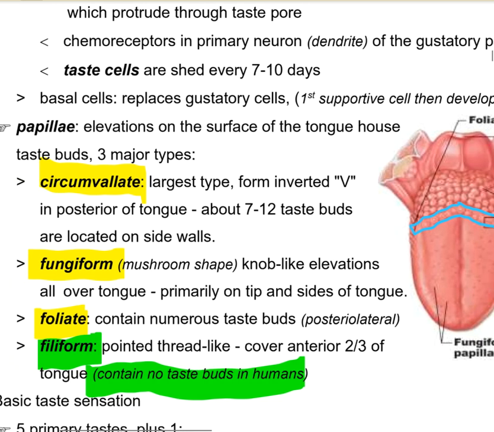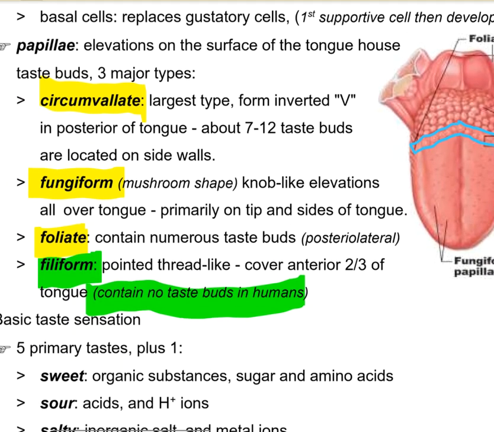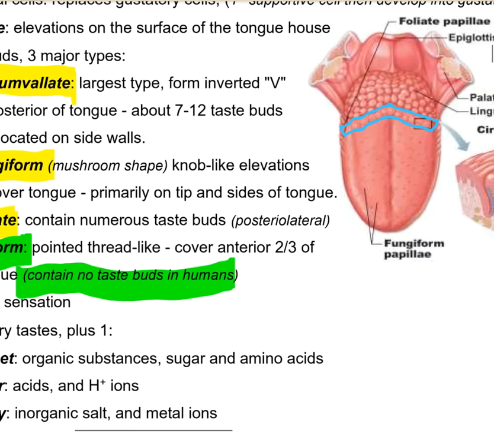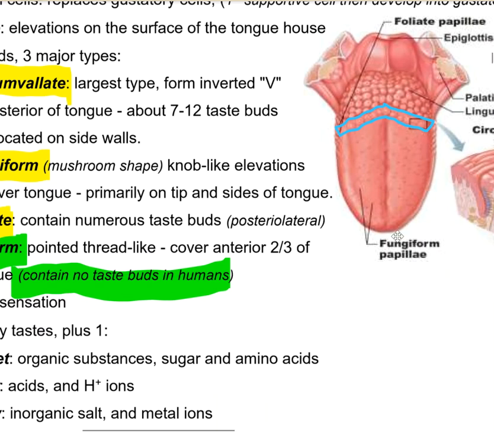And then we have the fungiform, which are the mushroom-shaped ones that are all over the tongue. If you look at the anterior portion of your tongue, you'll see the little dots, and the picture has these little dots too. Those are the fungiform papillae. These are knob-like elevations on the anterior portion mostly.